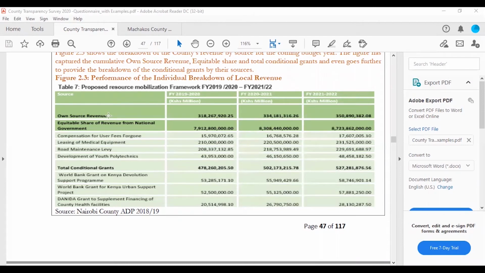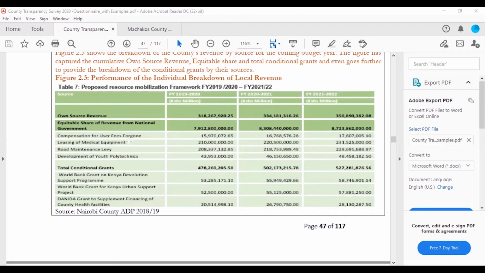So on-source revenue is money that they get from taxes as a county, and they can tell us what amount they were expecting to get for that financial year and even for the next 2 financial years. If you look at this document, from the ADP of Nairobi County 2018-2019, you can see that they have provided, in millions, how much tax they were expected to get from on-source revenue as a county for the next 2 years. And also the equitable share of revenue from national government.